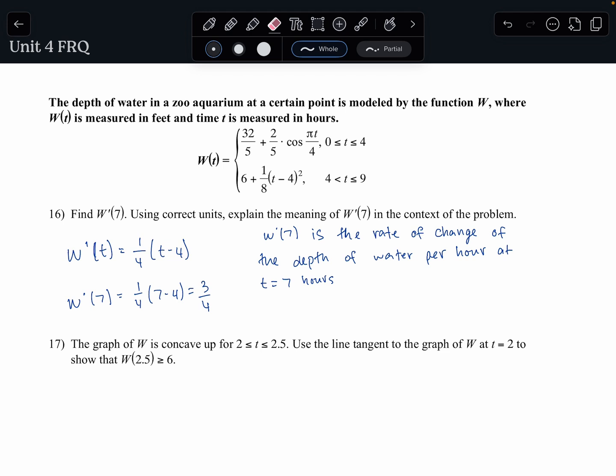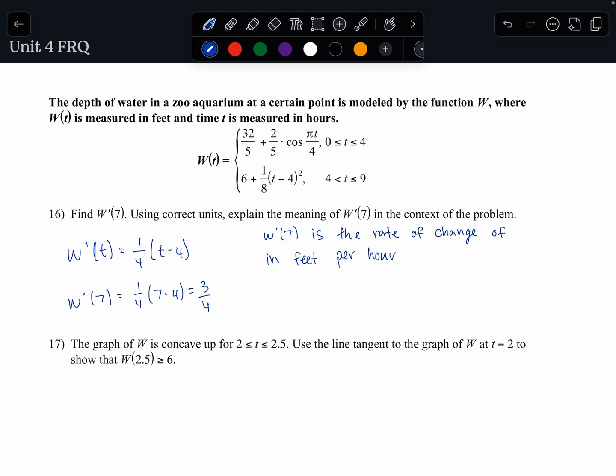It's the rate of change. Yeah, I don't really like how I said that. The W prime of 7, which I know is 3/4, is the rate of change in feet per hour at t equals 7 hours. So W prime of 7 is the rate of change in feet per hour at t equals 7 hours.